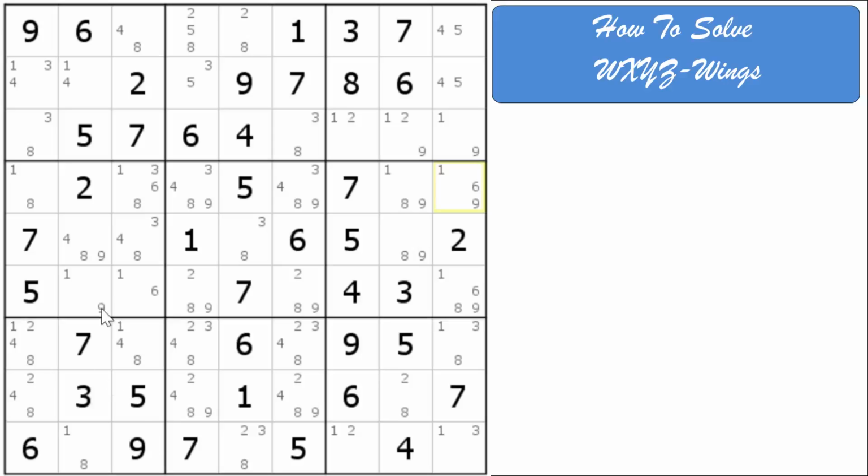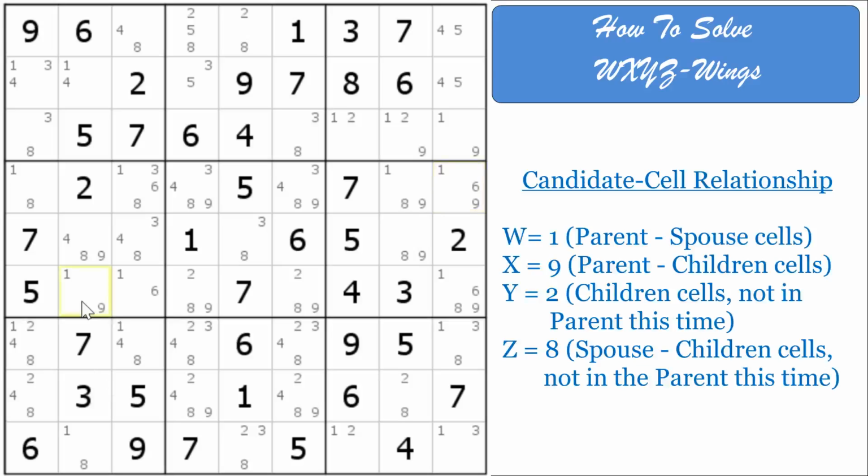Okay, here's the first one. There's the parent. Here's the spouse. And here are the children. 4 cells, 4 candidates, not in the same house: 1, 2, 8, and 9. Let's look at the relationship. Does the parent see all the other cells? Yes.